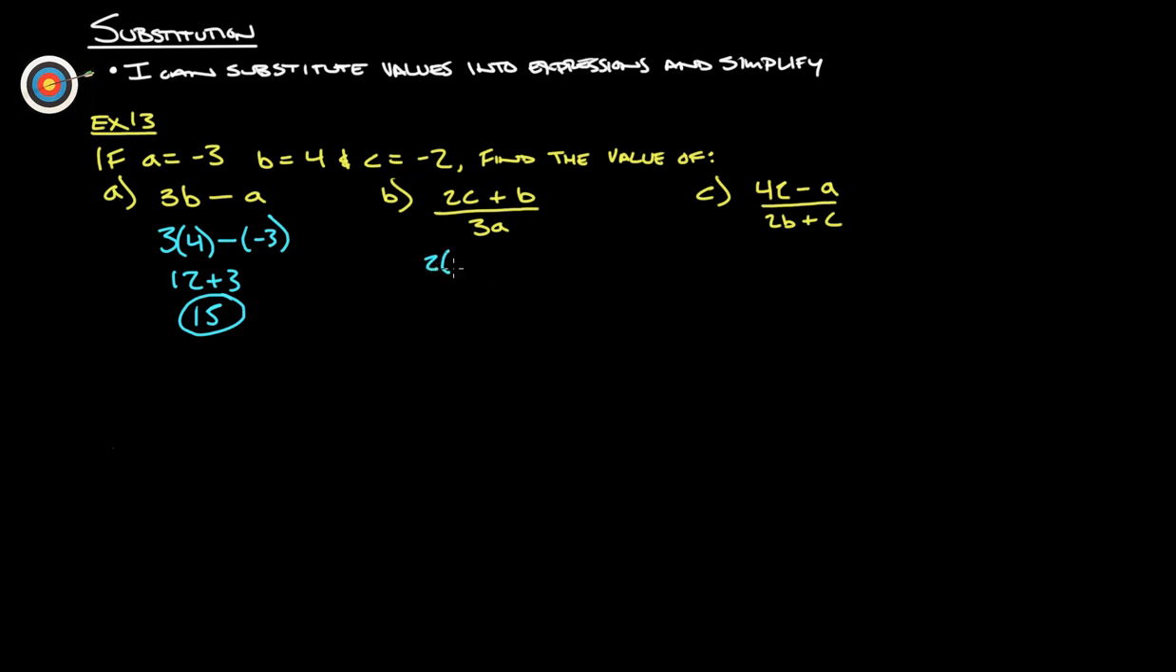2 times C is -2, and then plus B, which is 4, all over 3 times A, which is -3. All right, so 2 times -2 is -4, plus 4, all over 3 times -3 is -9. That's 0 over -9, which is just 0. All right, C, 4 times C is -2. Minus A, which is -3.